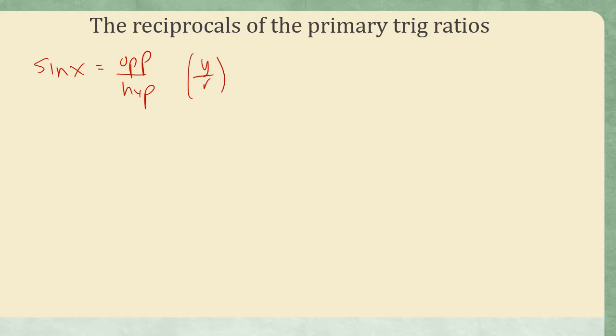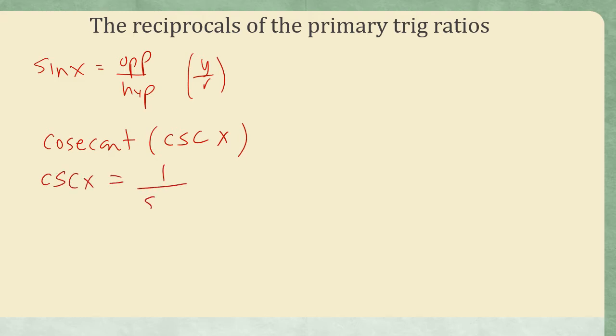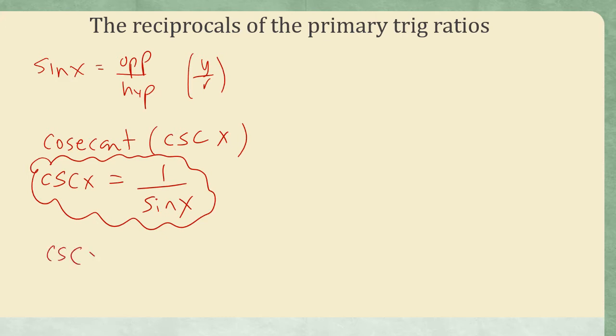Now the reciprocal of sine x is actually cosecant, is how you say it, which is csc. And reciprocal again means 1 over, so cosecant x equals 1 over sine x. So there's your first definition slash formula. And if sine x is opposite over hypotenuse, then cosecant x is hypotenuse over opposite, or r over y.